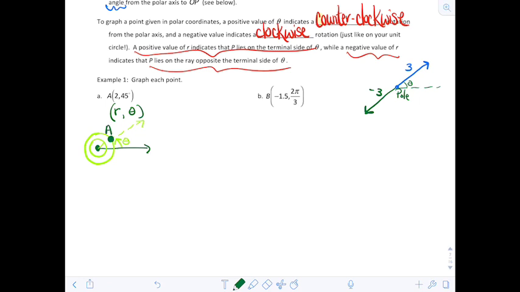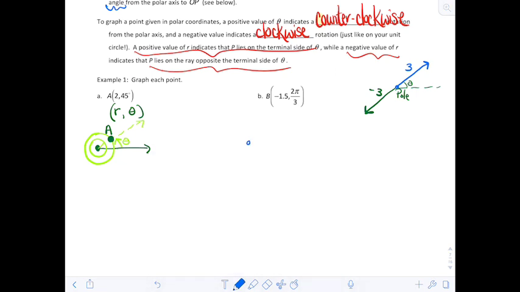So again, even though it's r, theta, I tend to rotate first and then go out however many units in the positive or negative direction and plot your point. Okay, let's look at letter B.